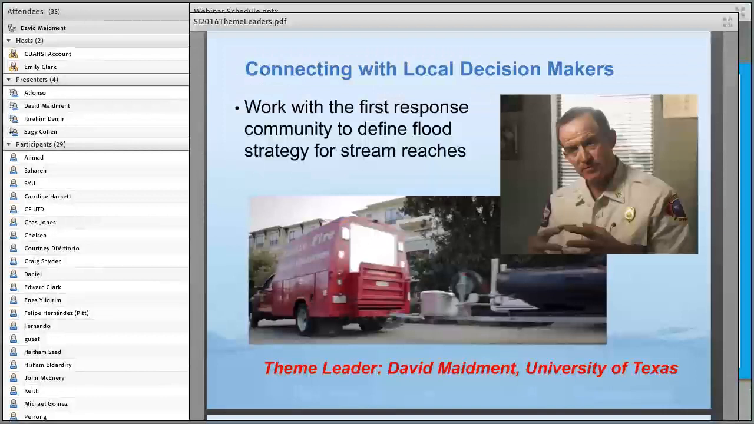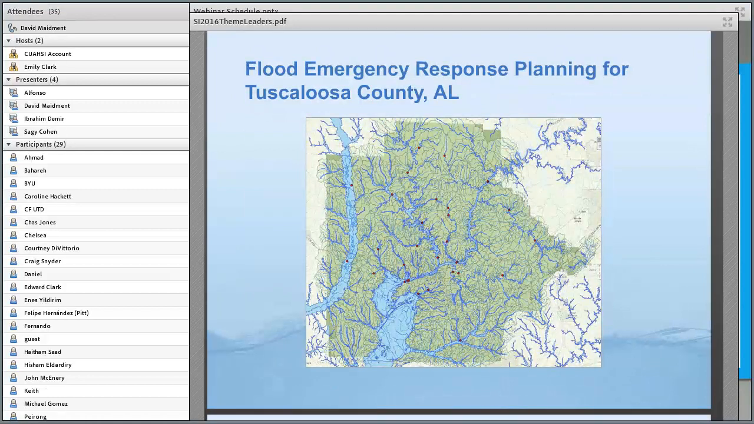This is being done with the collaboration of Harry Evans, who was Chief of Staff of the Austin Fire Department, and Harry and I have been working together to understand how we can link the flood forecasting system with emergency response, as you see here. We've done a preliminary flood mapping exercise for Tuscaloosa County, as Sagy mentioned, and we'd like to work with the first response community in Tuscaloosa County to do a similar thing for some reaches in Tuscaloosa County, like what I just showed for Travis County here in Texas.